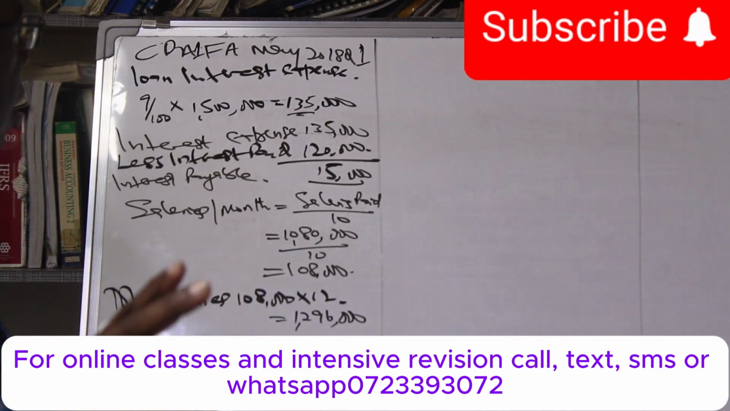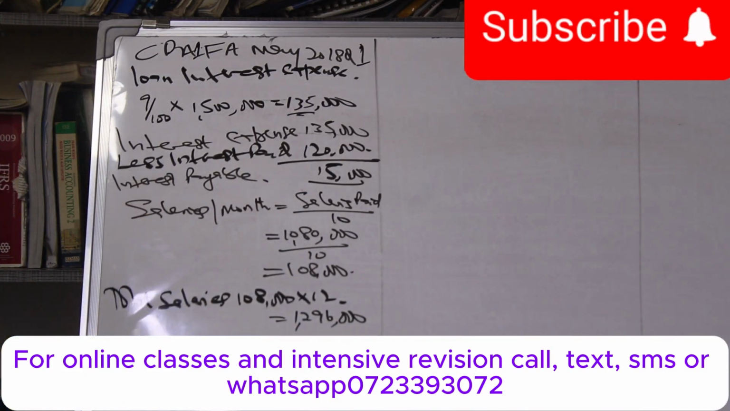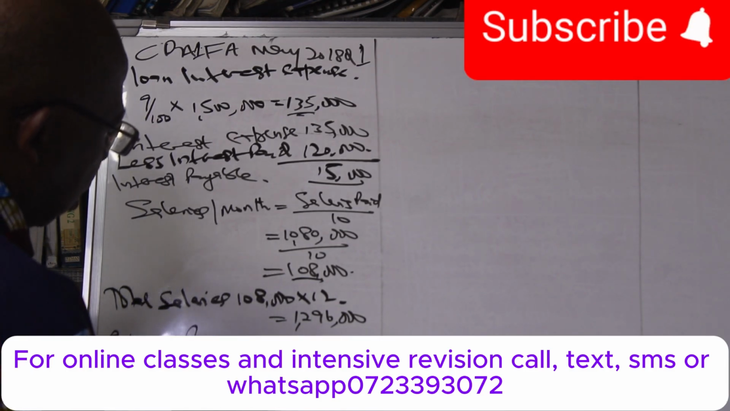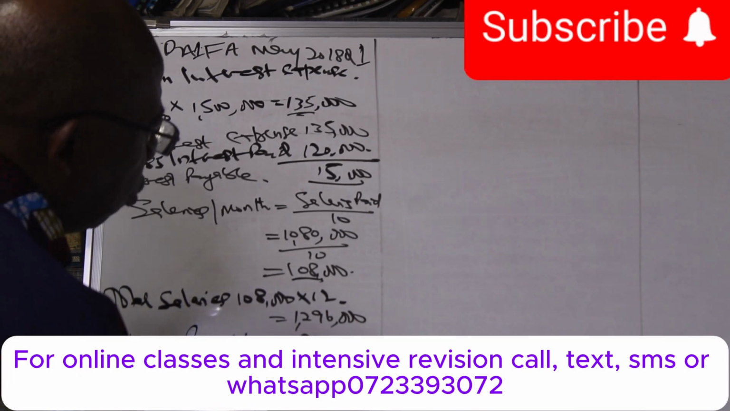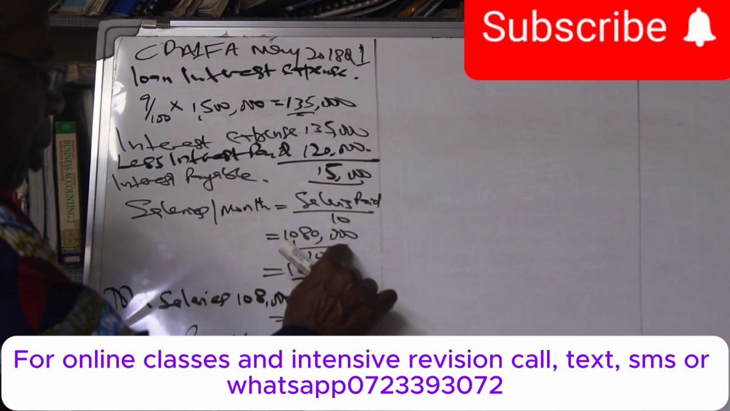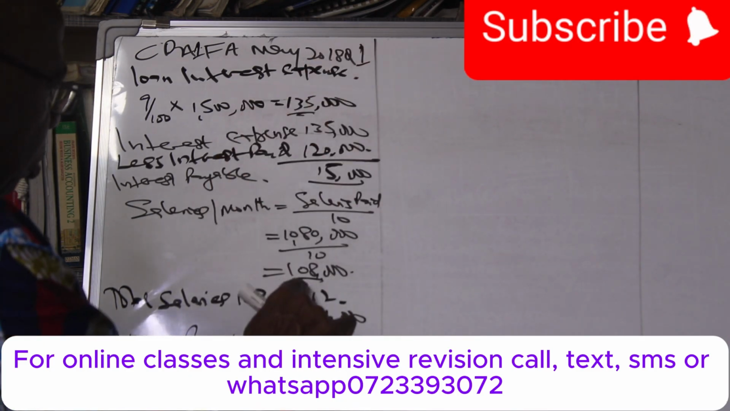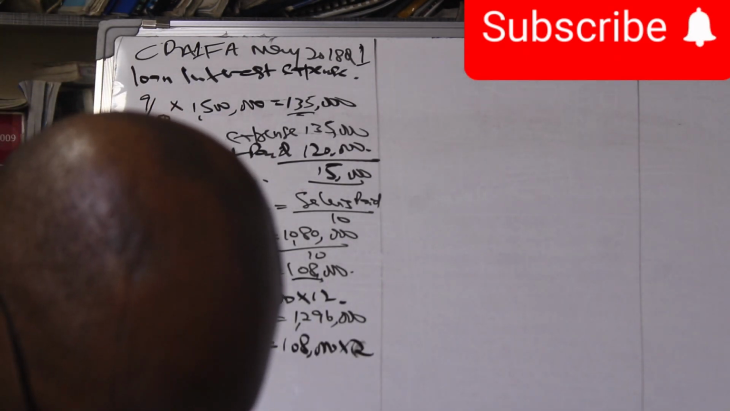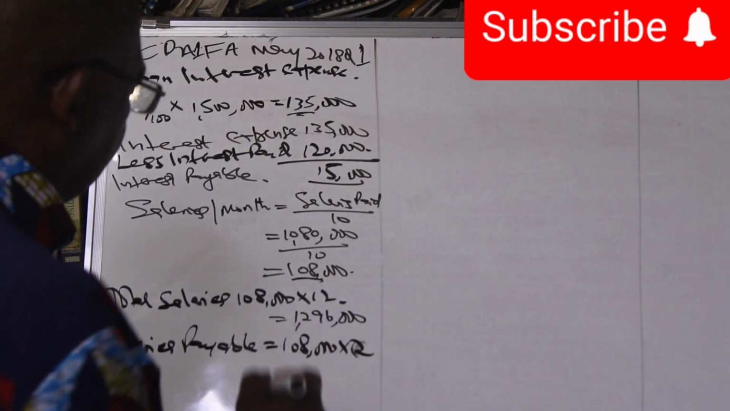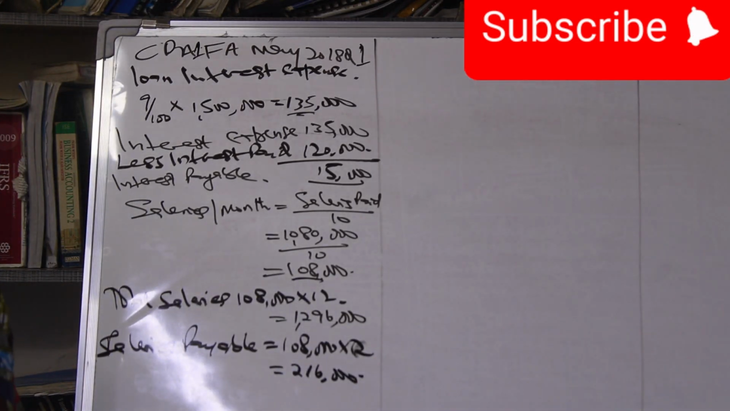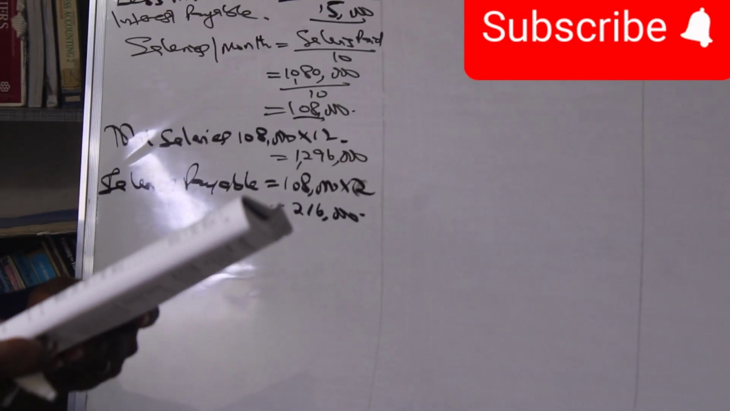But we have only paid for 10 months, which is 1,080,000, and therefore for 2 months we have not paid. We know the monthly salary is 108,000. Unpaid salaries, so we say salaries payable, is 108,000 times 2, because 1,080,000 was what was paid for 10 months. For the remaining 2 months we get 216,000. This is salaries payable, to be shown in the balance sheet as a current liability.